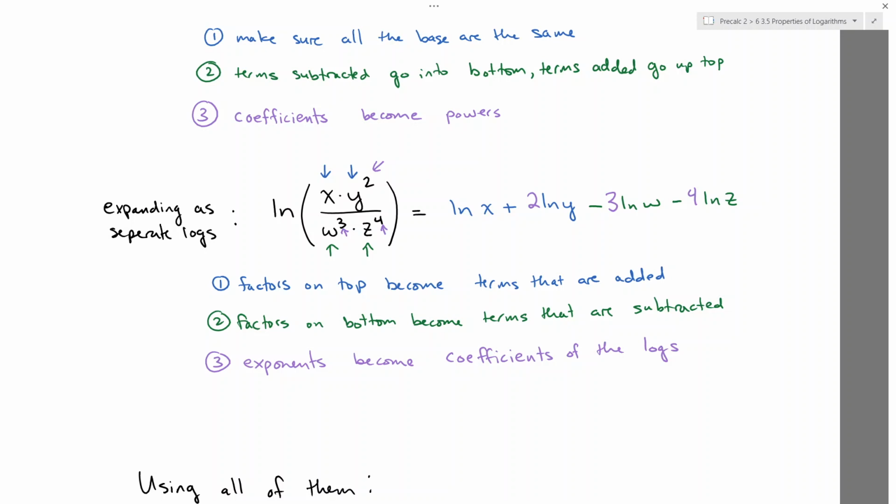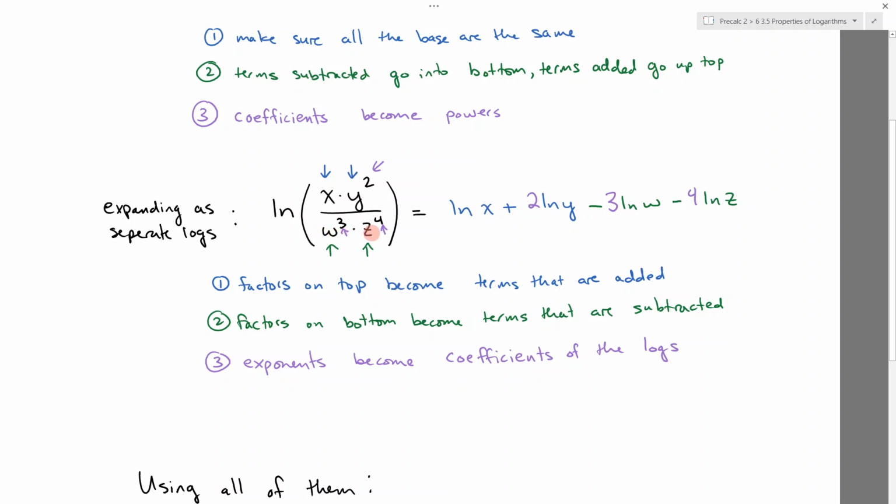Now let's see what happens when we expand into separate logs. First, again, all the logs should stay the same, so this is the natural log. When it separates, you have all natural logs. There are 2 things on top and 2 things on the bottom. So in total, there should be 4 terms, 4 natural logs. Factors on top become terms that are added. So I have the x on top, y on top. So these 2 terms are positive.